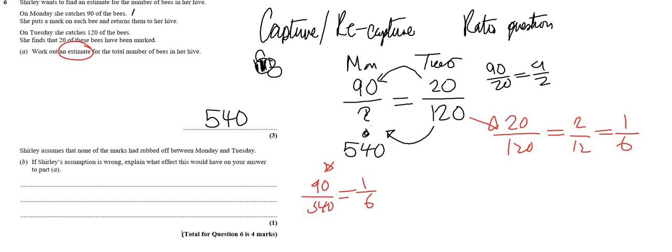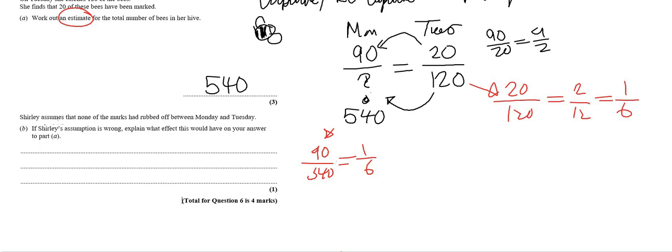Right, now the second part of these questions. Shirley assumes that none of the marks had rubbed off between Monday and Tuesday. So that means that the ratio was constant. If Shirley's assumption is wrong, explain what effect this would have on your answer to part A.